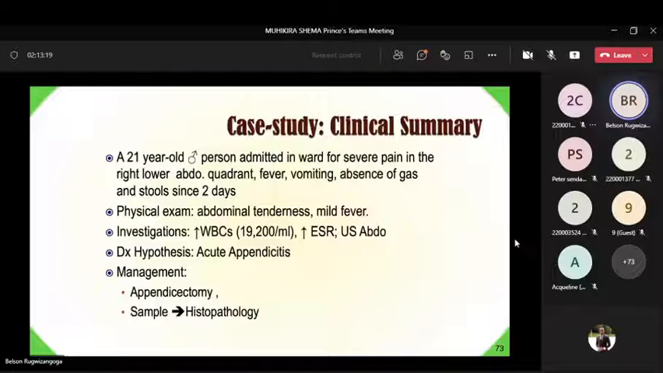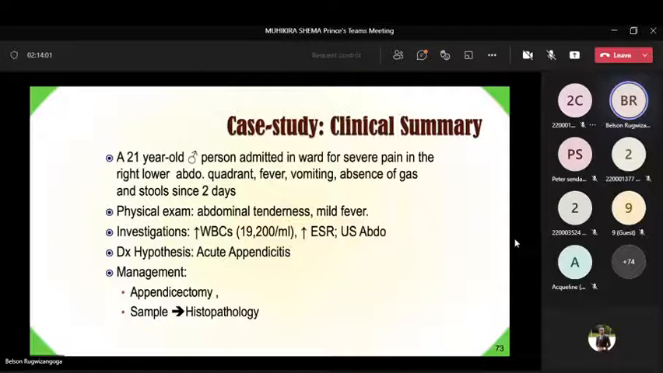So this patient was admitted in ward for severe pain in the lower abdomen, right lower abdominal quadrant. And this is important. Whenever you have a patient and they say there is a pain in the right lower abdomen, always think about the appendix. He had also fever, meaning there is a kind of inflammation, vomiting, absence of gas and stools since 2 days. So you understand that the abdomen was distended if the gas and the stools could not pass for 2 days.